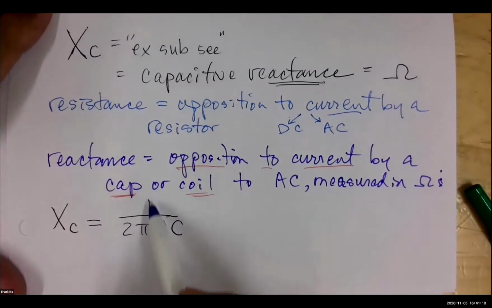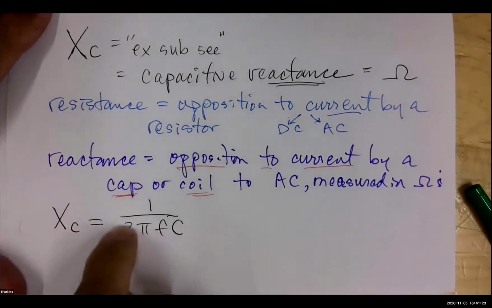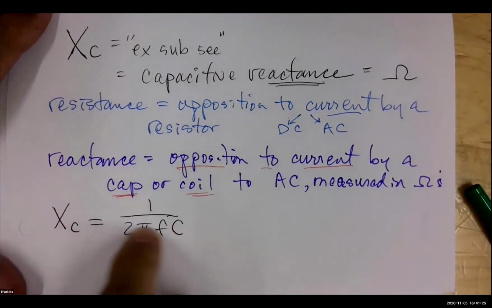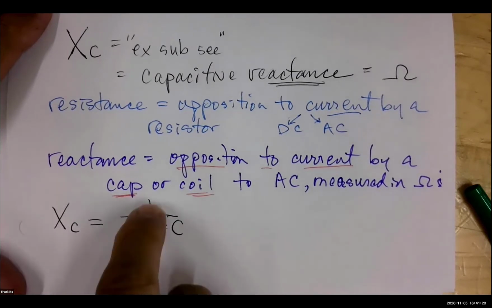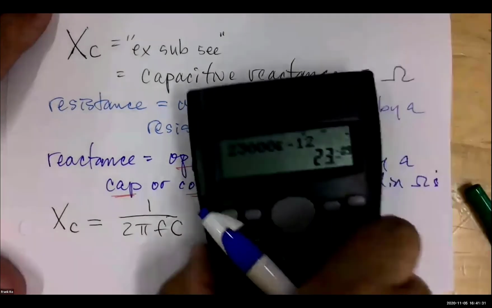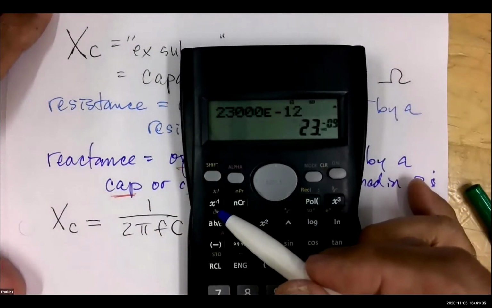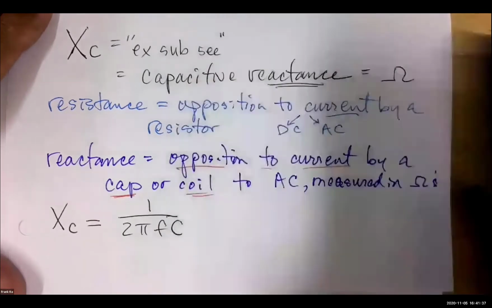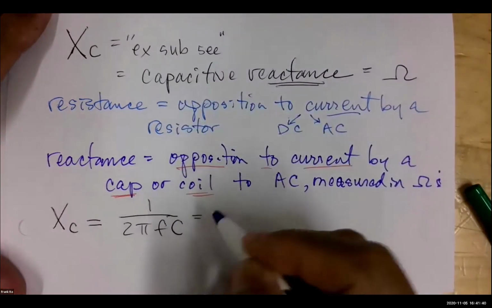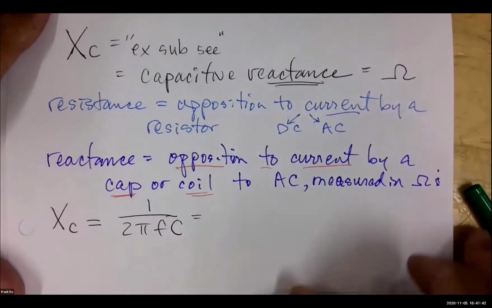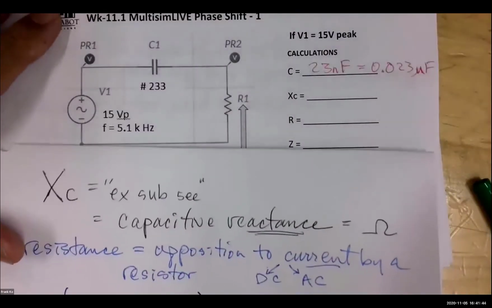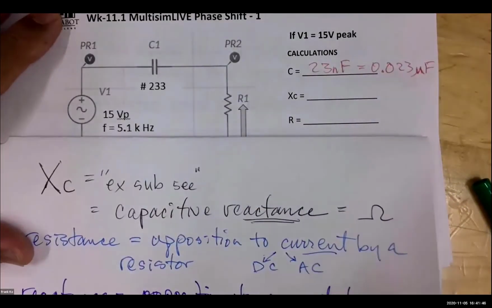You're not afraid of 1 over any quantity, because what do we do to solve? We solve the denominator first, equals some value, and then you hit your reciprocal key. Once you calculate the denominator, you hit your wonderful x -1 button, and then equal in order to get your result. So let's see how this plays out in your calculator for this particular capacitor of 23 nanofarads.